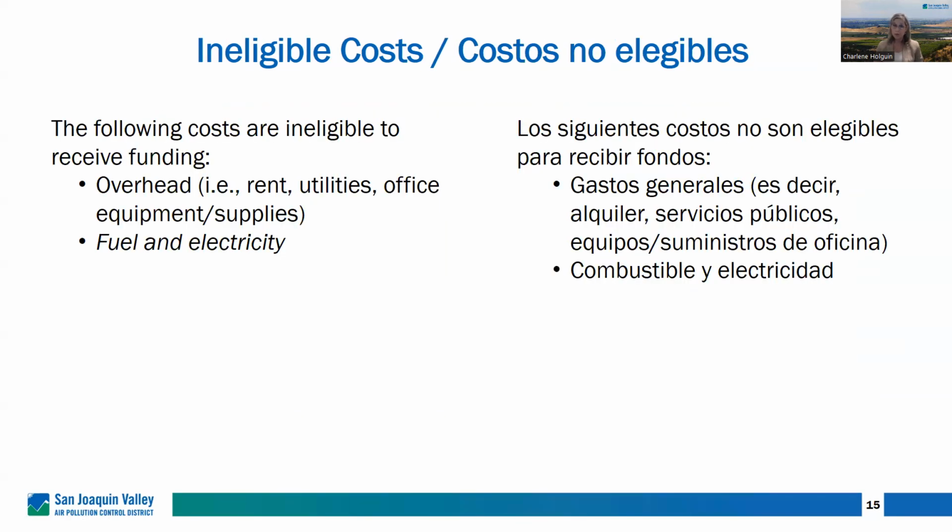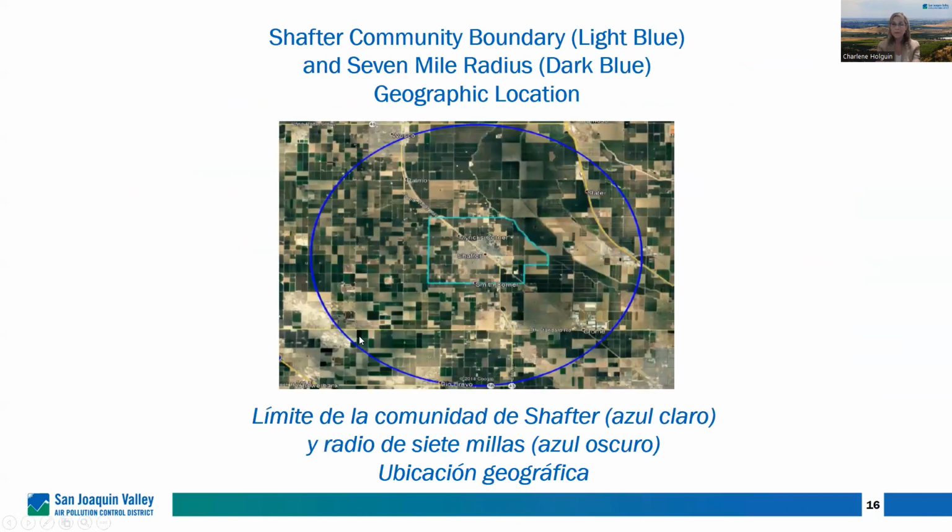Some of the costs that will not be covered for the contractor are overhead. Examples of that would be utilities, office equipment or supplies, and fuel and electricity. Here we've provided a map just to show you where the Shafter community boundary is and the 7-mile radius in the geographic location.